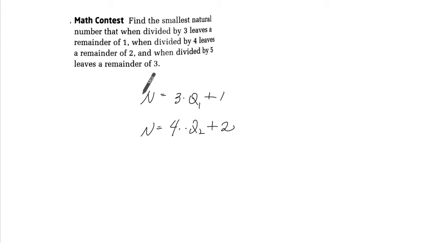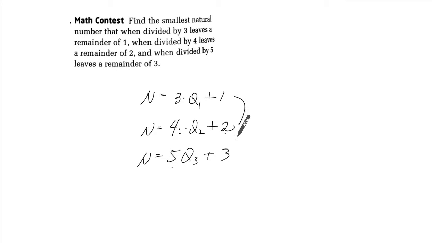Okay, and finally when divided by 5, a different quotient, and this time the remainder is 3. So our number, when you divide by 3, gives a remainder of 1; by 4, 2; and by 5, 3.